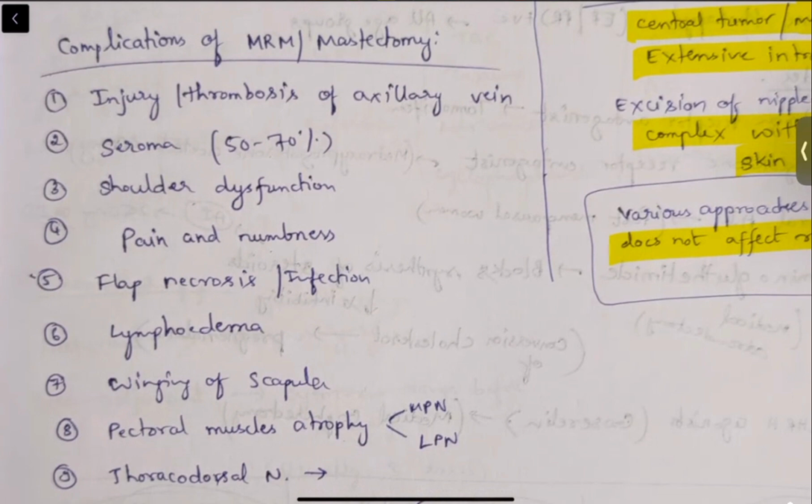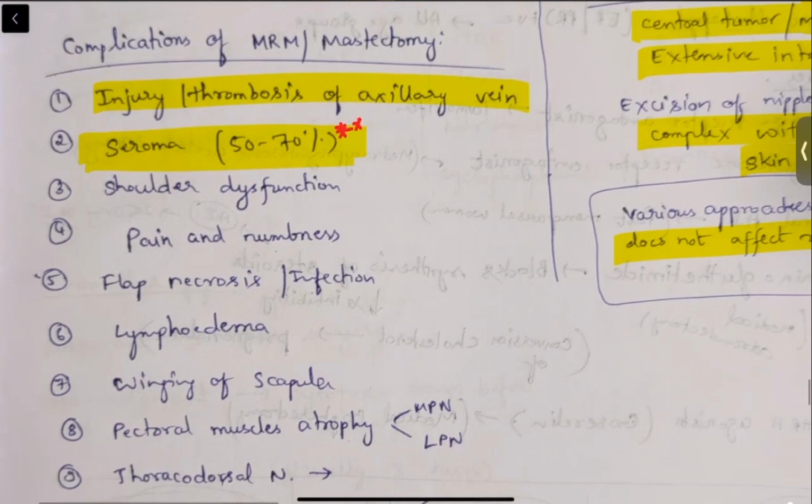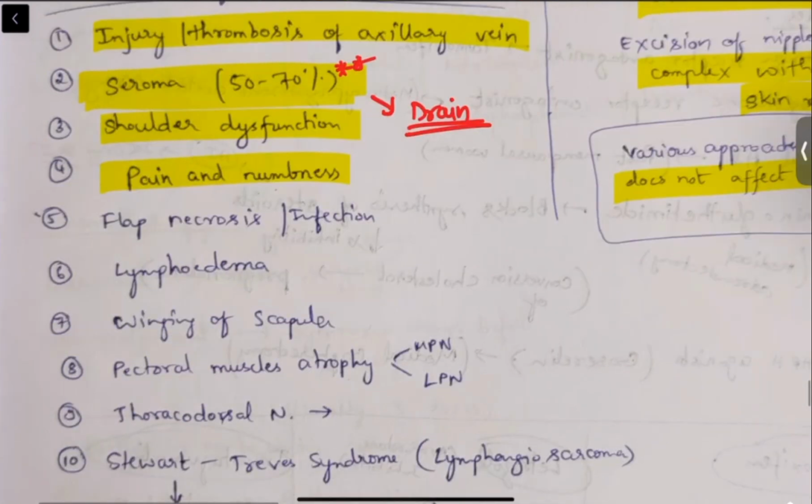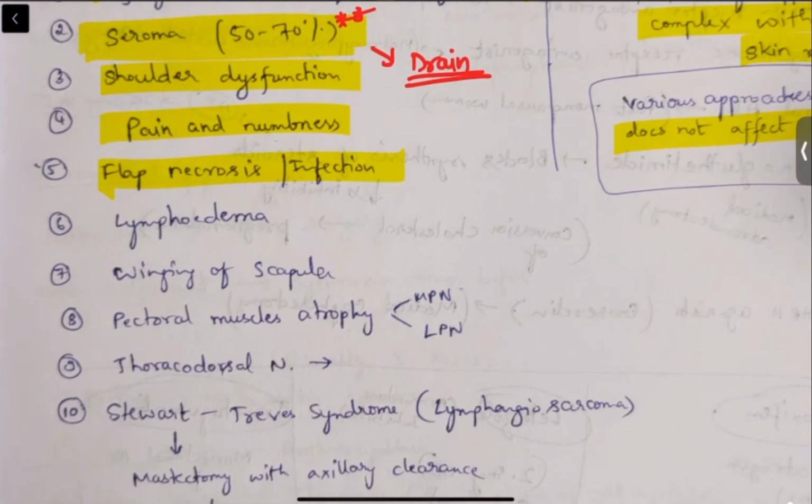So injury or thrombosis of axillary vein is most common. Other than that, seroma formation is the most dreadful complication. Hence we are putting drain after surgery. Okay. After that, there can be shoulder dysfunction if some nerves are injured during the surgery, and then pain and numbness will be common in any surgery. Flap necrosis, if we insert a flap after removal of breast, like a TRAM flap or LD flap, there can be flap necrosis or infection. Okay. If there is a flap rejection, then this is a possible complication. After that, lymphedema is a possible complication.